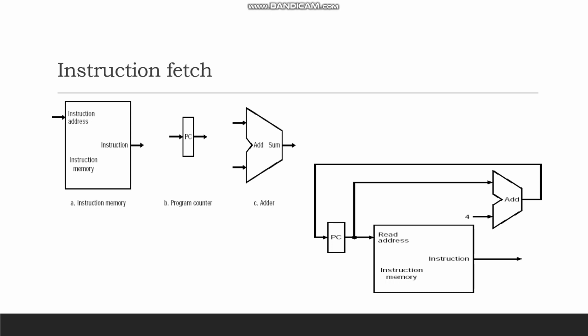Instruction fetch: the PC gives the address to the instruction memory, and the memory outputs the instruction. Increment PC: the PC value is the first operand input to the adder, and the constant 4 is used as the second operand input to the adder. PC plus 4 is stored back in the PC. This repeats once each clock cycle.